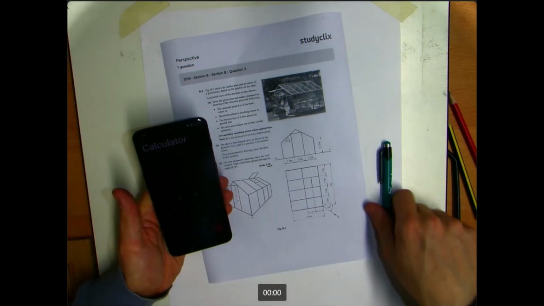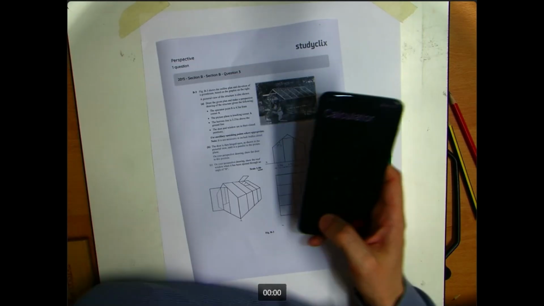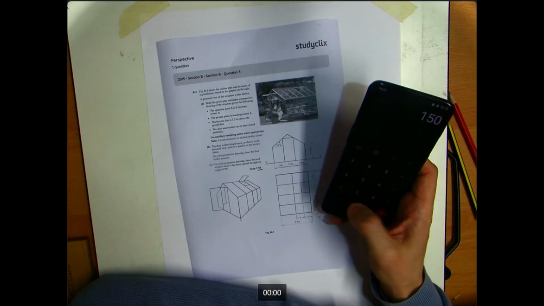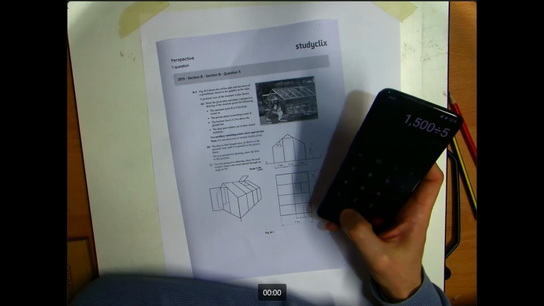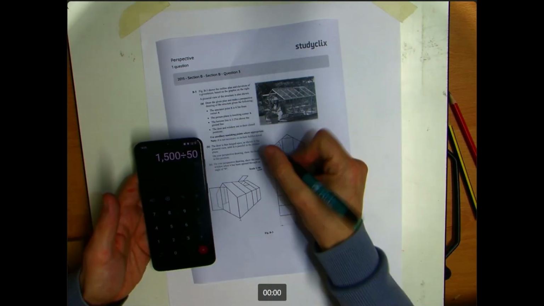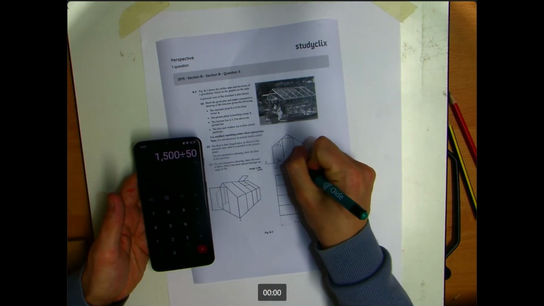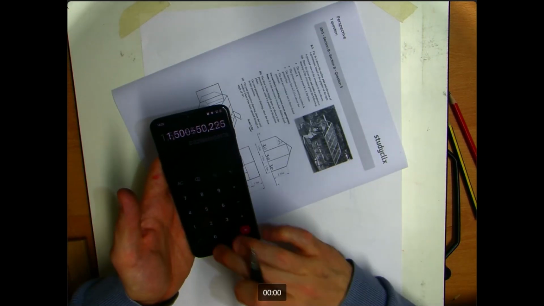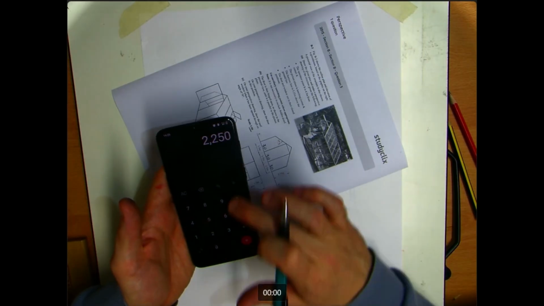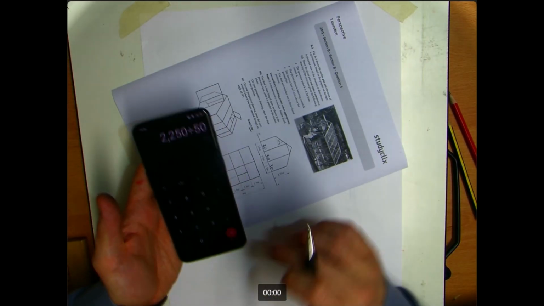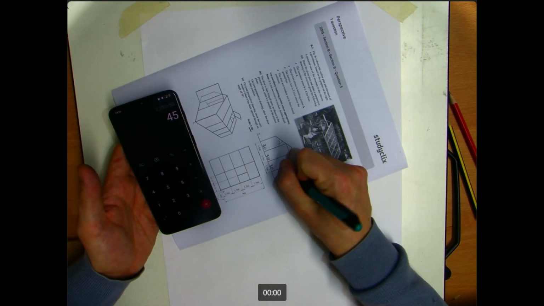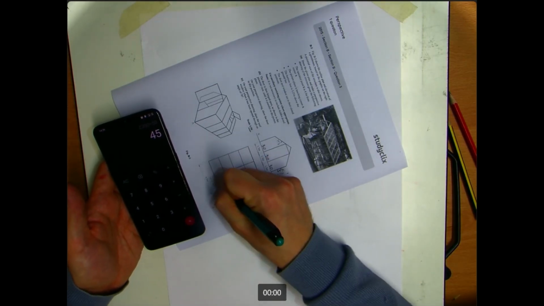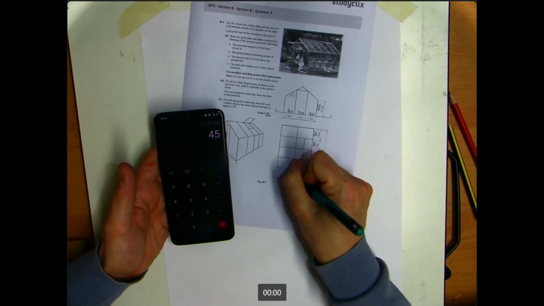So if we take all of our measurements and multiply them by 1,000, that's 1,500 divided by 50, which gives us 30 millimeters, so that's going to be 30, 30, 30, 2250, 2250 divided by 50 equals 45, 30, 30, 30, 30, and this is going to be 90.